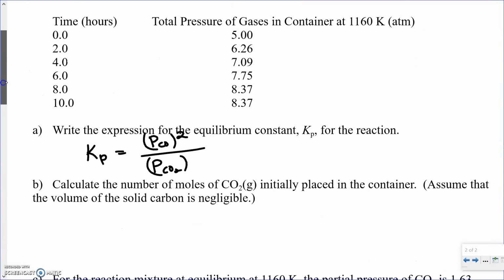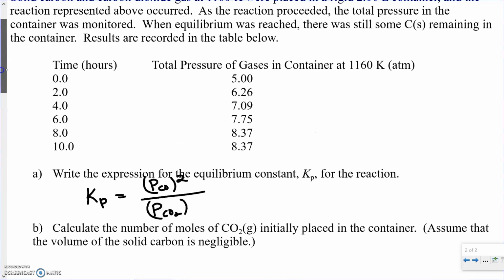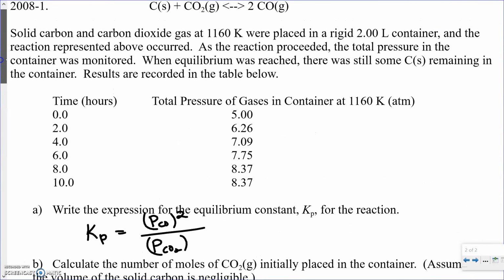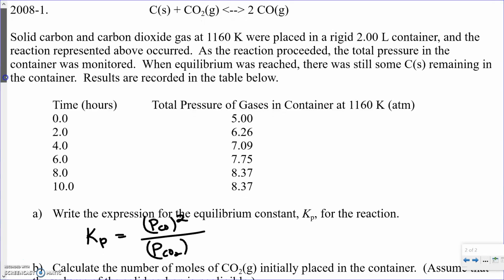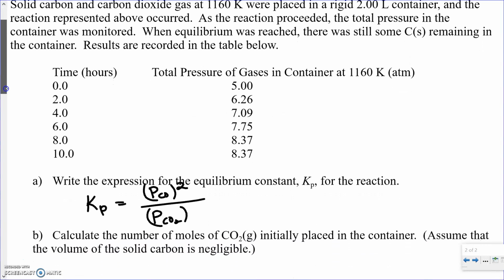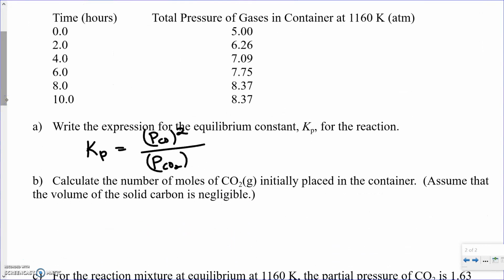It then says to calculate the number of moles of CO2 initially placed in the container, assuming that the solid carbon volume is negligible. So let's go back up here and see what we know. First off, carbon dioxide initially placed, so this is before any reaction occurs. We're told our temperature, we're told our volume, and we are actually told our initial pressure way down here in our data table. So at time 0, that is initial. So we've got P, we've got V, and we've got T. And of course, we already have R, so we're going to use our PV equals nRT.